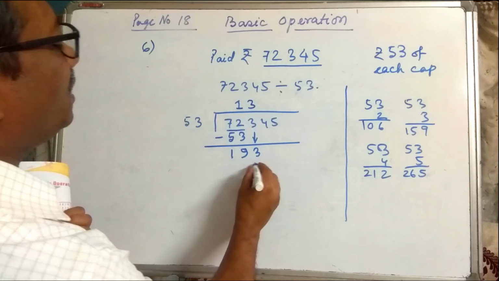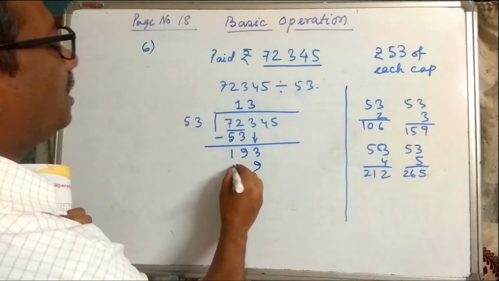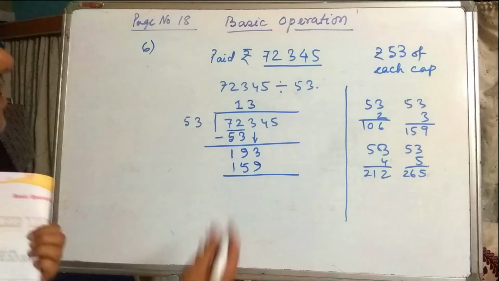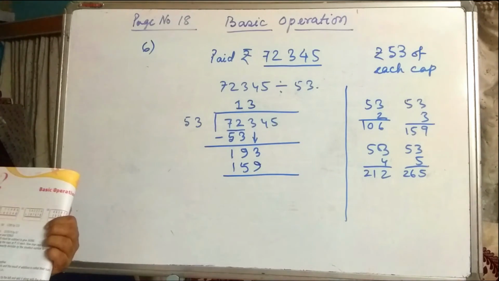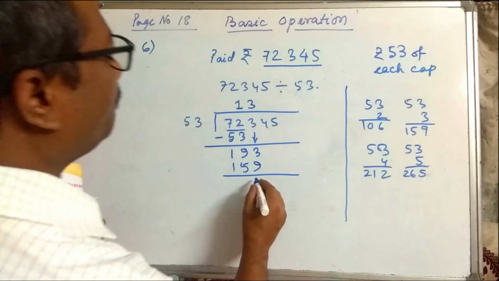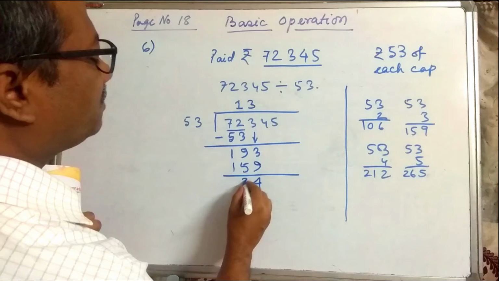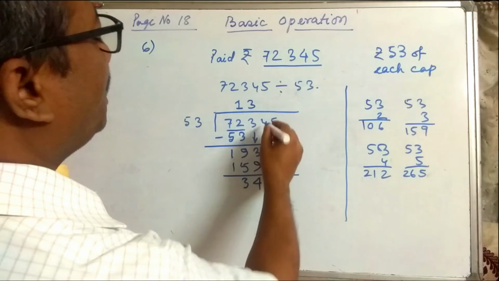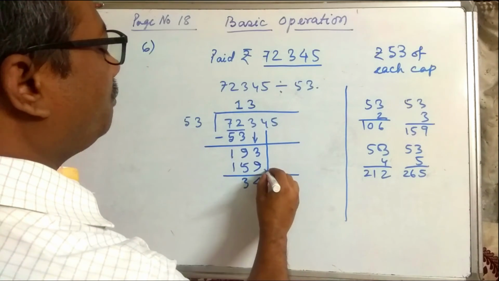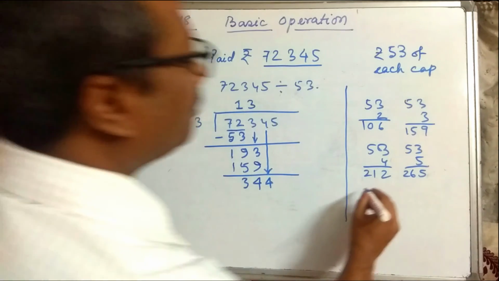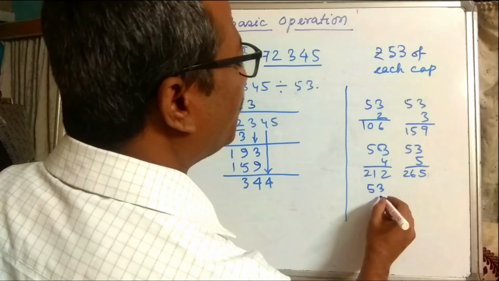So 3 threes are 9 and 3 fives are 15, 159. So 13 minus 9 is equal to 4. Here how much remains? 8. 8 minus 5 is 3. Now bring down the 4. 344. Now 53 by 6.